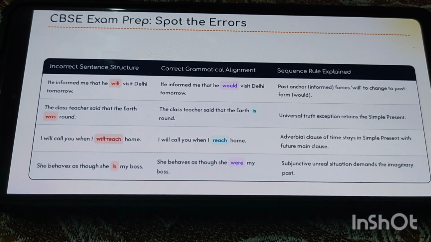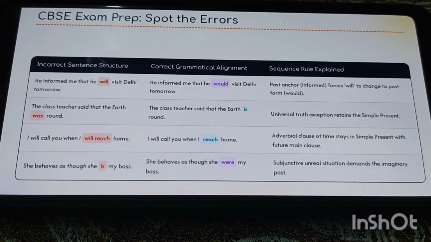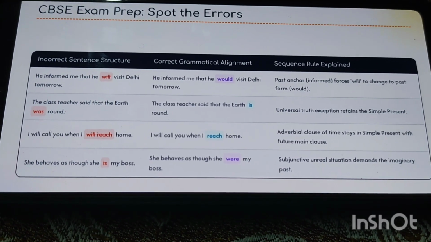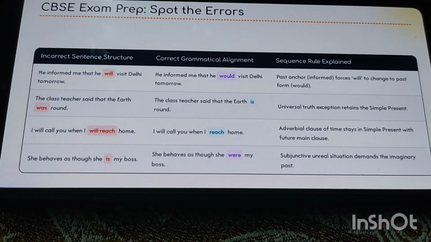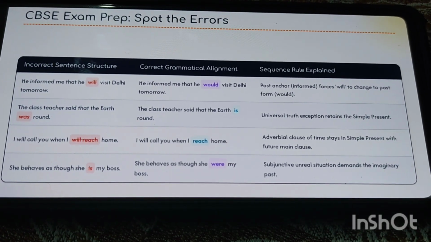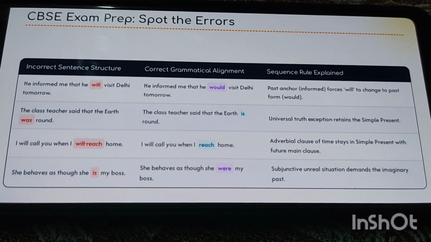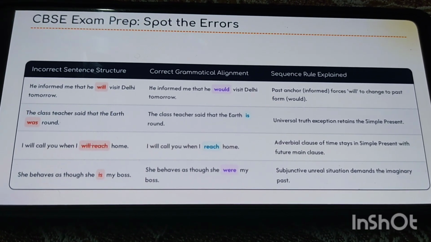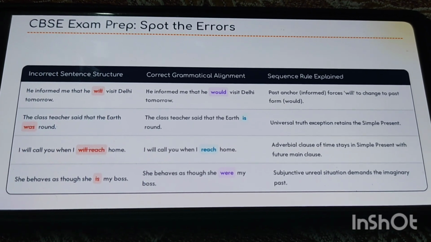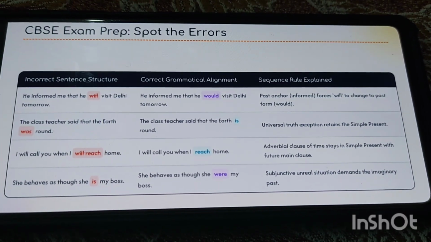I will call you when I will reach home. It is absolutely wrong, class students. I will call you when I reach home. Here, the adverbial clause of time stays in simple present tense with a future main clause. She behaves as though she is my boss. It is wrong. The correct one is, she behaves as though she were my boss. Subjunctive unreal situation demands the imaginary past.